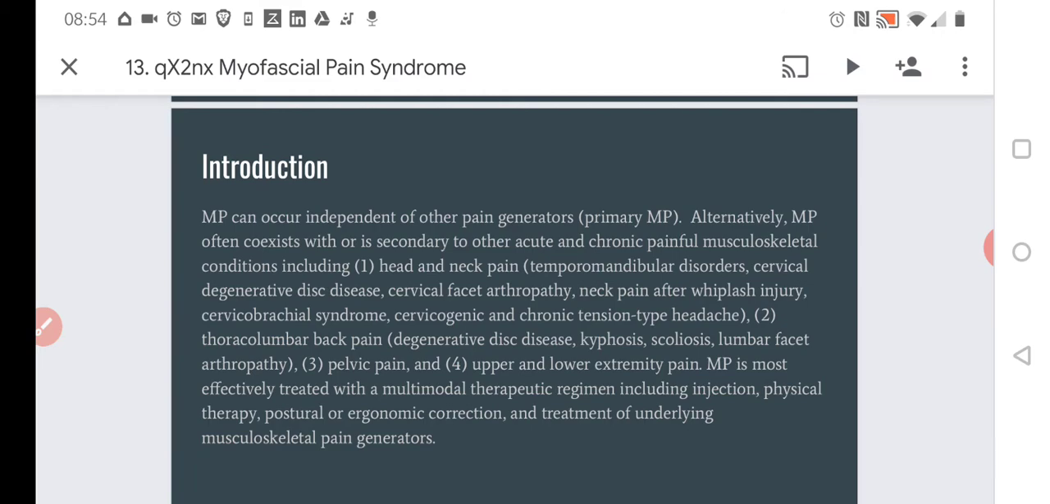And they may occur with other pain generators. Yes, so it can coexist with or be secondary to other acute or chronic painful muscular conditions. So we can have first some other muscular conditions, and then we get this. For example, we can have temporomandibular disorders, cervical degenerative disease, so things we were already talking about earlier. Cervicogenic and chronic tension type headache, thoracolumbar back pain, so generally some pathologies of the vertebral column, some pelvic pain, upper or lower extremity pain, and so on. And this may lead to secondary problems.